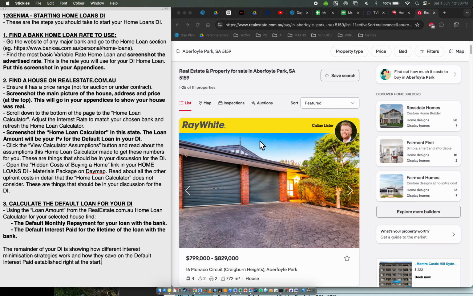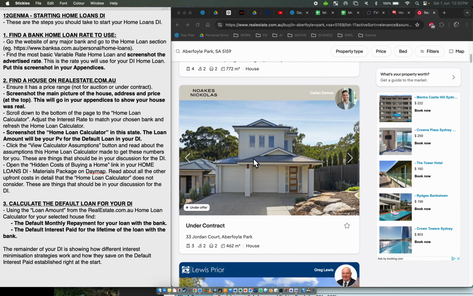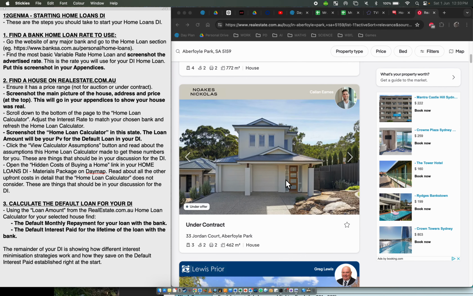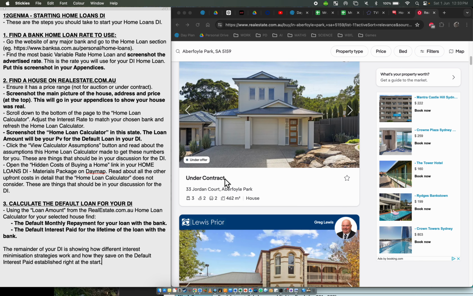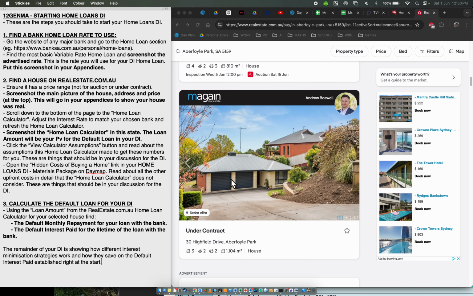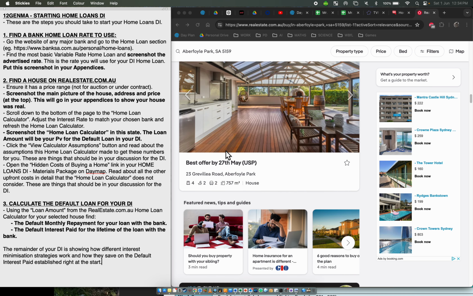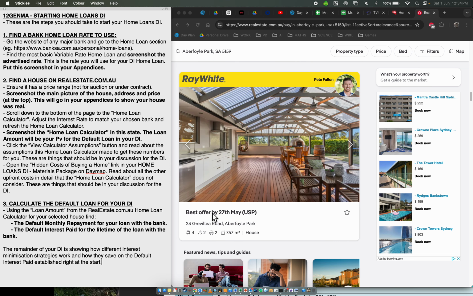Don't do a house that's for auction or under contract, because you are just researching this to have a number. Just like your shares DI, you just needed numbers off of the Yahoo Finance website. So here you just need a number for the home loan. So this is useless to you, under contract, useless. Useless. We'll see if there's a... That doesn't say auction, but it's asking for an offer.